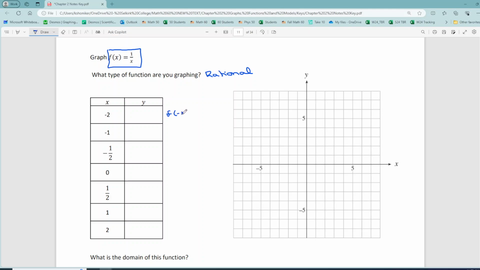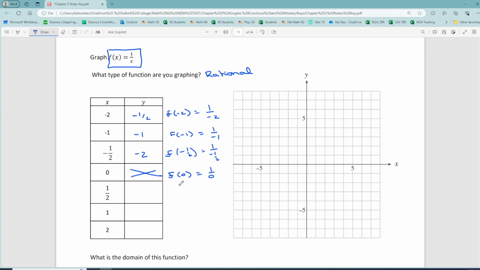If I plug in f at -2, I get 1 over -2, which is -1/2. If I plug in -1, f at -1 is 1 over -1, which is -1. If I plug in -1/2, I have 1 over -1/2. Now, 1 divided by 1/2 is the same as 1 times 2, so it'd be -2. I'm going to plug in 0. 1 divided by 0?